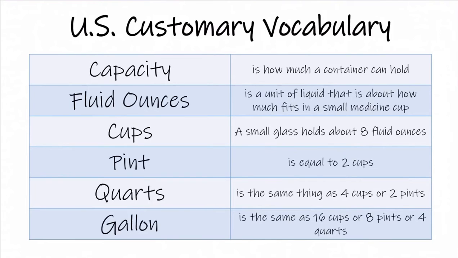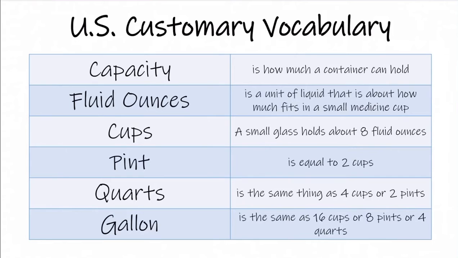A pint is equal to 2 cups. So if you filled up 2 cups with those fluid ounces and put them in a container that can hold a pint, that's what a pint would be. And then a quart is the same thing as 4 cups or 2 pints. So we took a pint and multiplied it by 2 to get a quart. Now we took 1 cup, multiplied it by 4 to get to a quart.